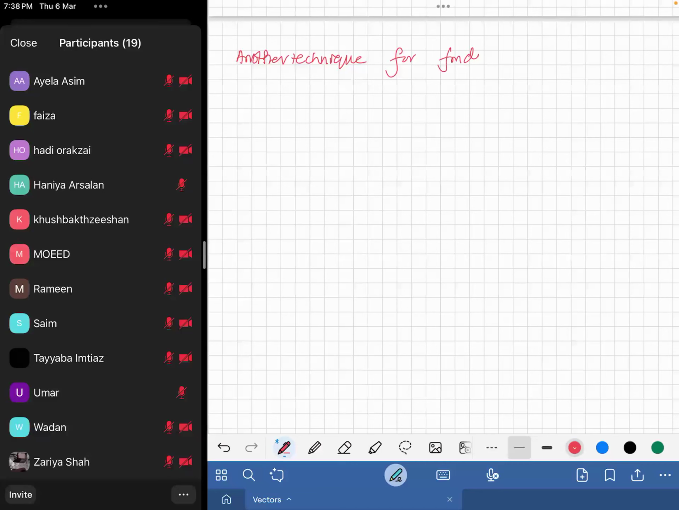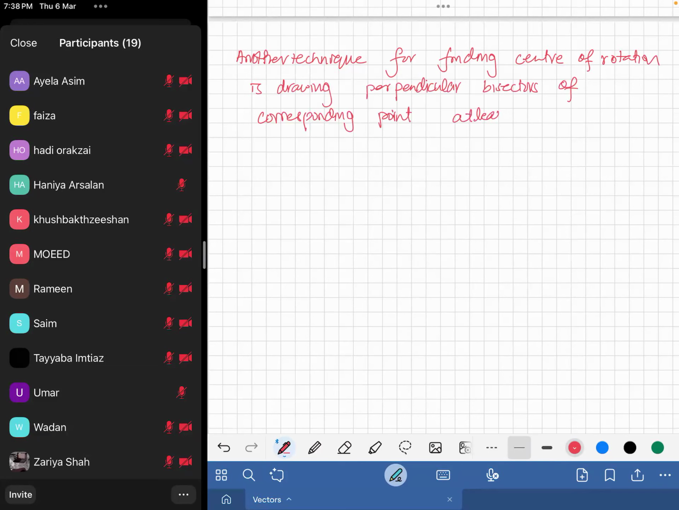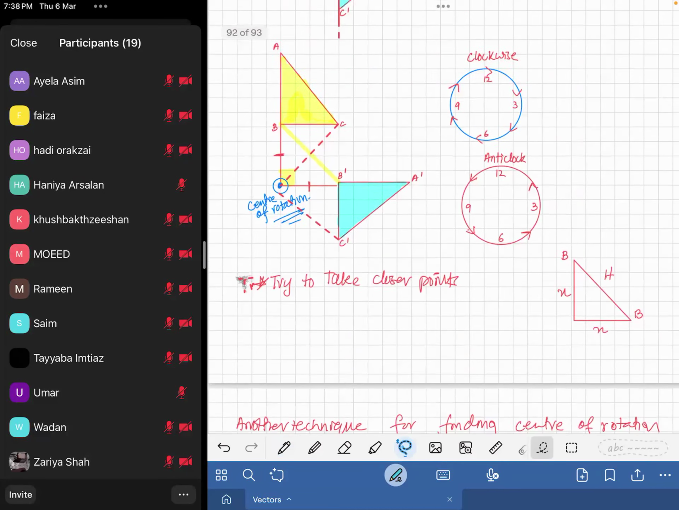Another technique for finding the center of rotation is drawing perpendicular bisectors of corresponding points, at least two. So you can see one thing, that Saim, what I'm going to do is take this diagram one more time.